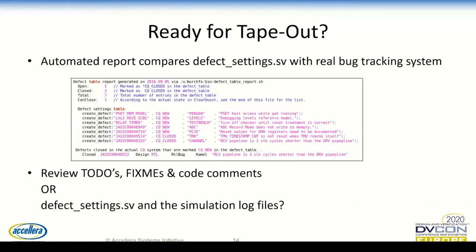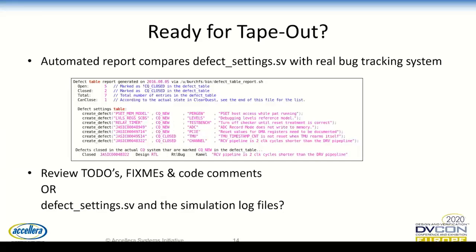So when you're ready for tape-out, you can have automated reports looking at all your defects. And you can see here how many are open, how many are closed. You can see that from your test bench code. And it's very nice, because sometimes different people have different ways of doing fixes in the test bench. Some people use fix-mes, to-dos, so many different ways of doing this. And this is kind of a unified way of doing this. It's standardized, it's put in one location.